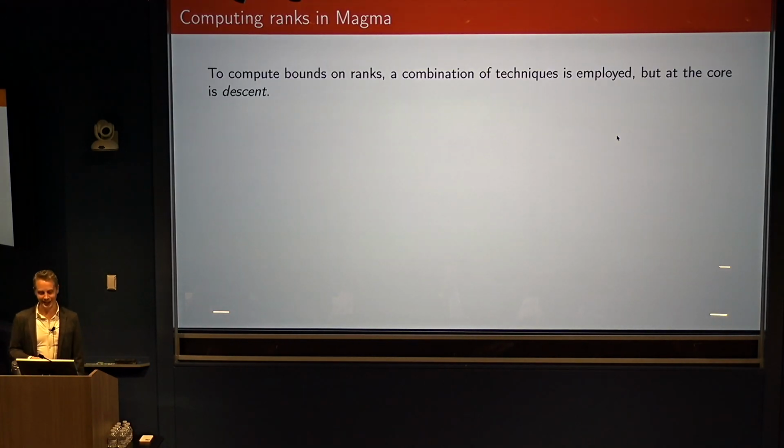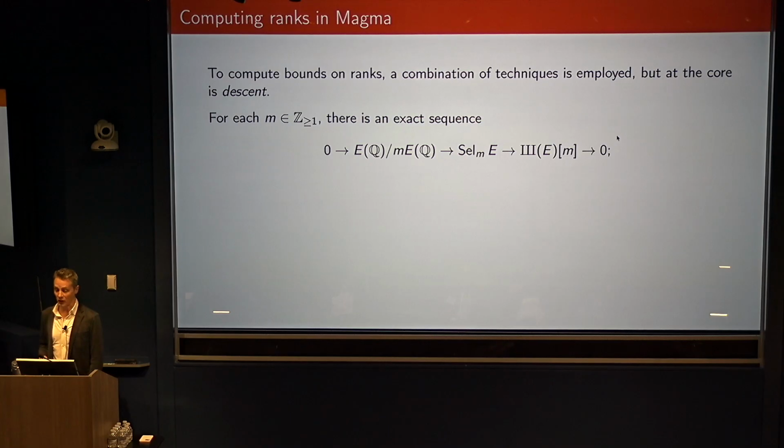Now, computing ranks in Magma. At least we can compute upper and lower bounds on ranks. Many techniques are employed, but to give you a sense of what is involved, the technique is called descent. There's an exact sequence. You choose an integer m, at least 1. The thing that we're interested in is on the left-hand side, a quotient by multiplication by m. There's a group in the middle, which it injects into, so that group is larger. And then there's a quotient.